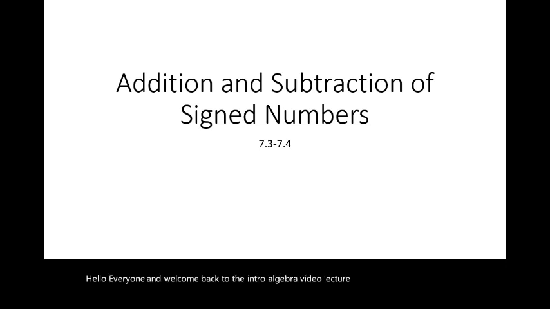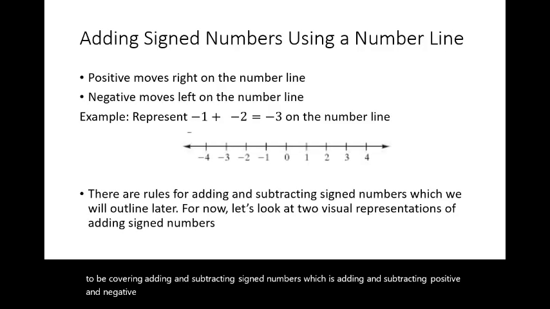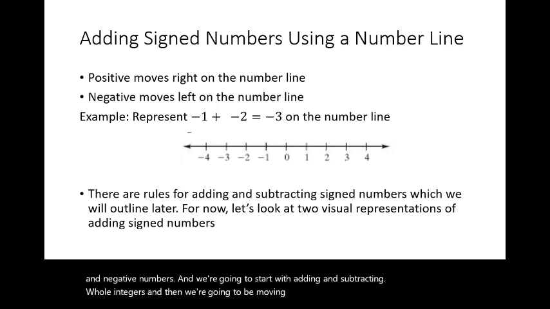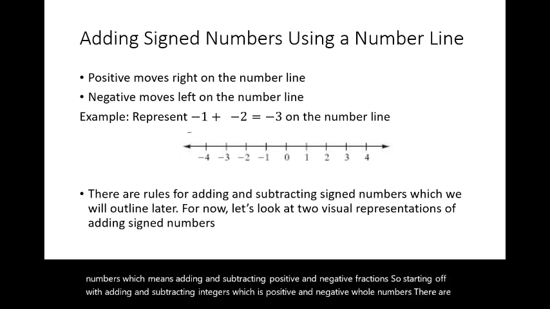Today we are going to be covering adding and subtracting signed numbers, which is adding and subtracting positive and negative numbers. And we're going to start with adding and subtracting whole integers, and then we are going to be moving into adding and subtracting signed rational numbers, which means adding and subtracting positive and negative fractions. So starting off with adding and subtracting integers, which is positive and negative whole numbers, there are a couple different ways that we can do this.